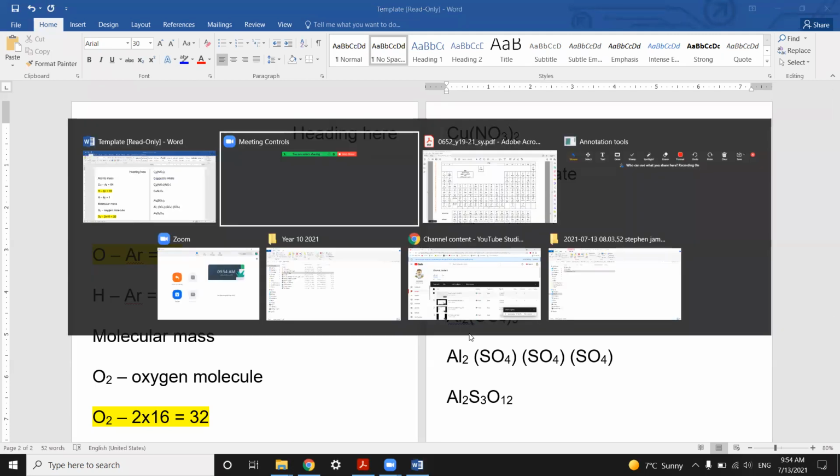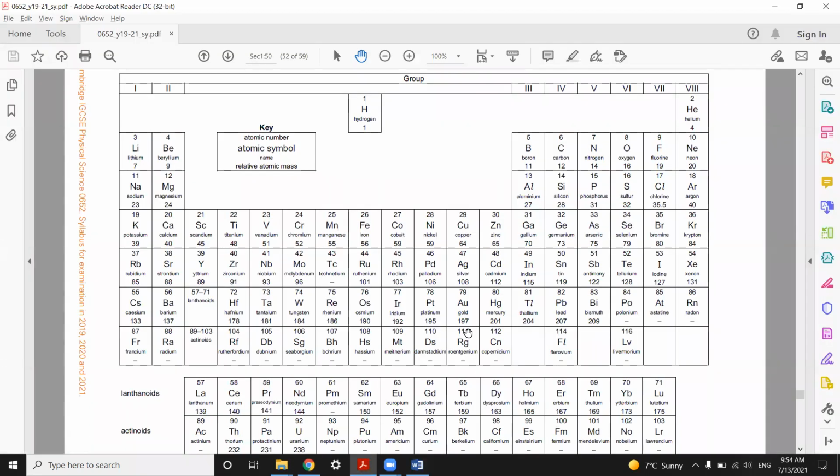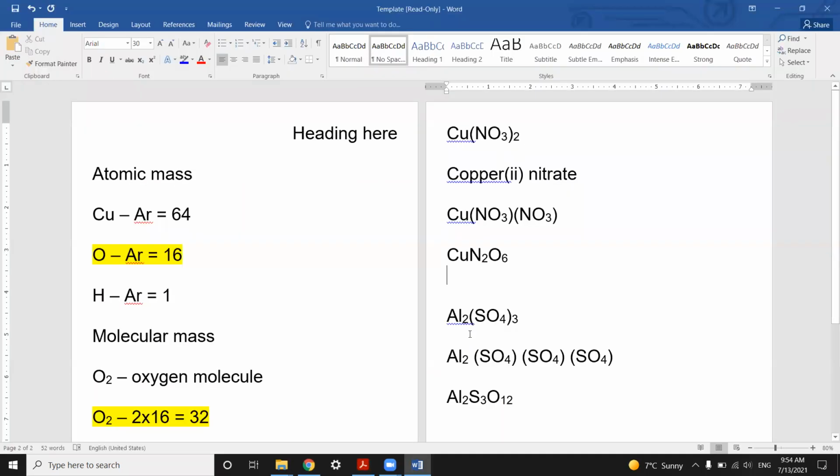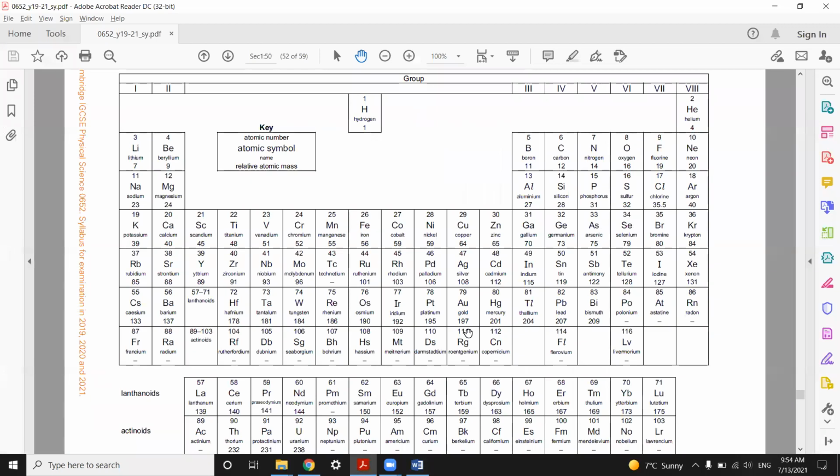Cool, so you're good. There you go. So here's the periodic table. So you've got to look for copper, you've got to look for nitrogen, and you've got to look at copper, nitrogen, oxygen, and then for the next one, aluminium, sulfur, oxygen. So you've got to find oxygen.